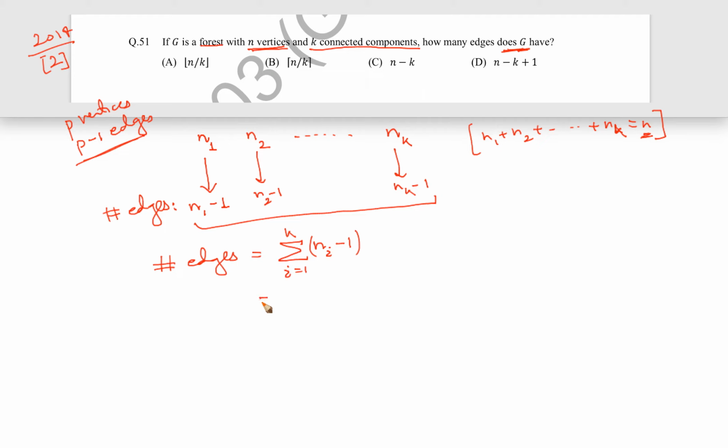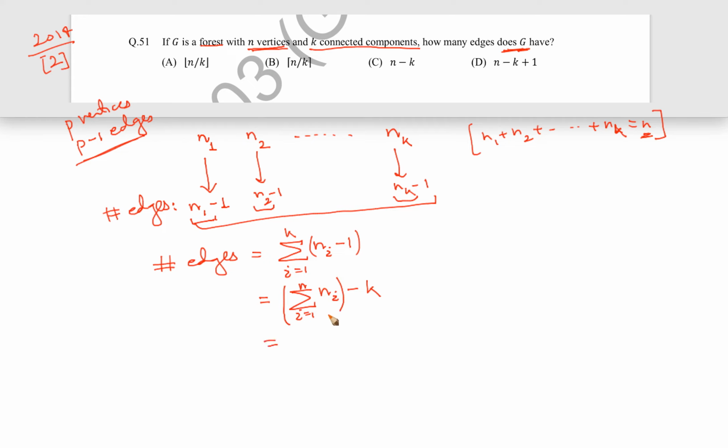Now I can write this as something like this: summation ni, i is equal to 1 to k. So in each summand, I am going to take just the first component, and the rest minus 1 minus 1 minus 1 will add up k times, and that will be minus k. So my point is something like this, right? I can write like this.